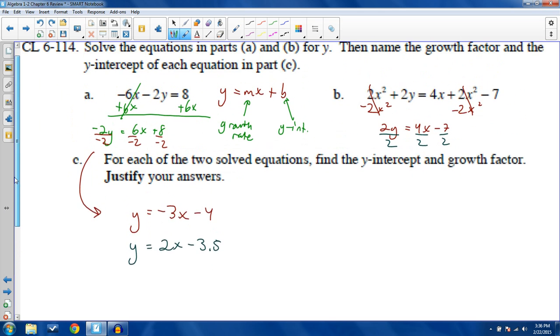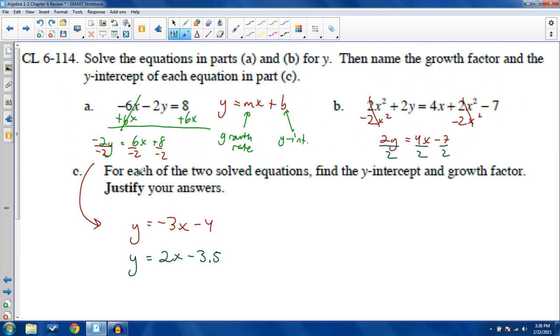I don't really know how they want us to justify our answer. I guess you can double check or something like that. But they're not asking you to solve for x and y, they're not saying where they intersect. They're just saying what are the growth rates.